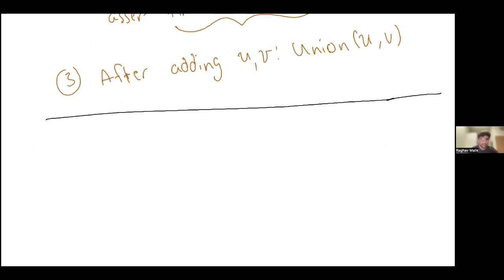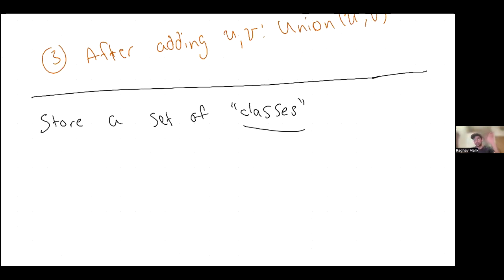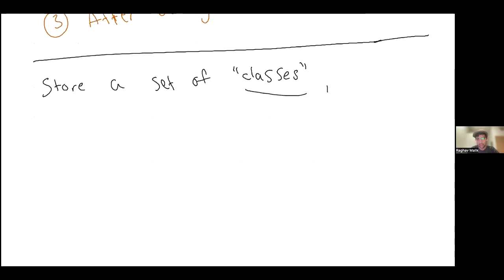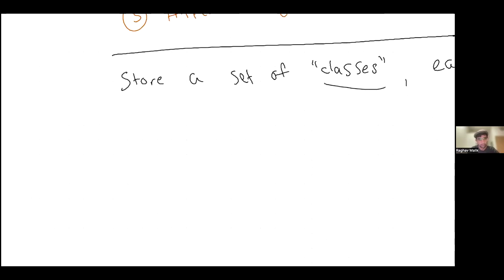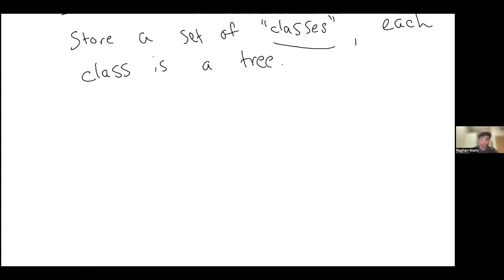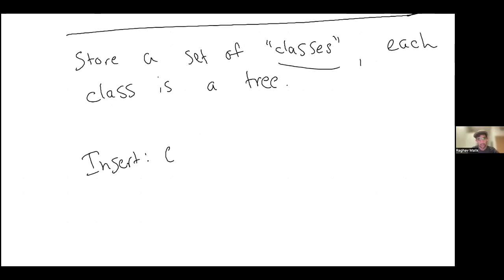The idea of the union find is we store a set of classes, right? A class is a set that's disjoint from all the other sets. And we'll say each class is a tree. Okay. So insert is just create a singleton tree.